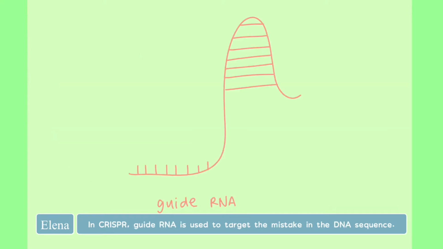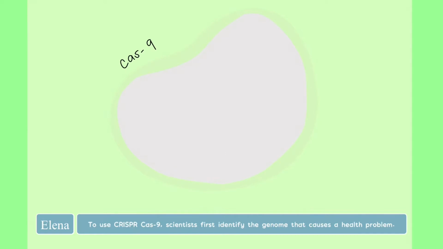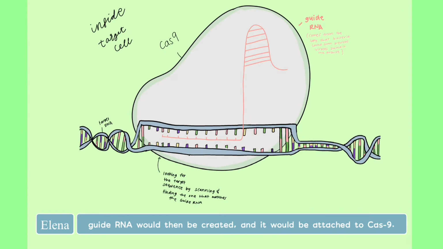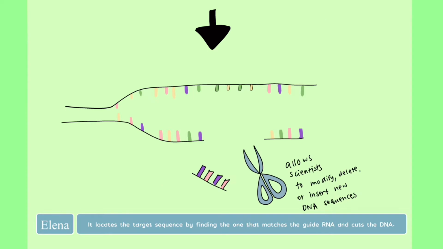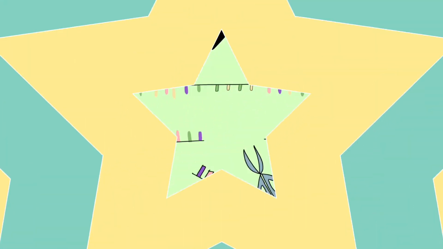In CRISPR, guide RNA is used to target the mistake in the DNA sequence. To use CRISPR-Cas9, scientists first identify the genome that causes a health problem. Guide RNA will then be created and will be attached to Cas9. It will then move to the target cells. It locates the target sequence by finding the one that matches the guide RNA and cuts the DNA. This allows scientists to modify, insert, or delete new DNA sequences.